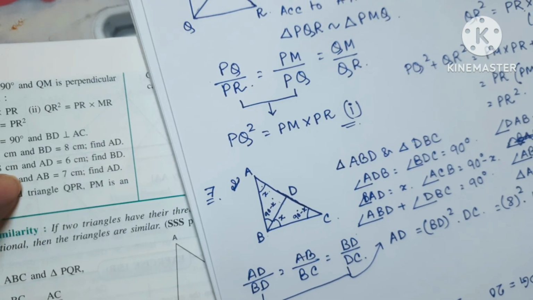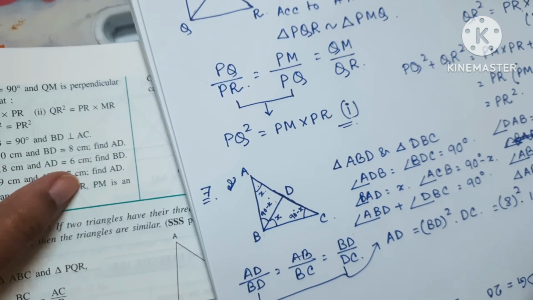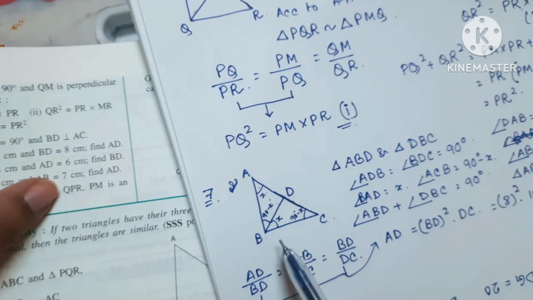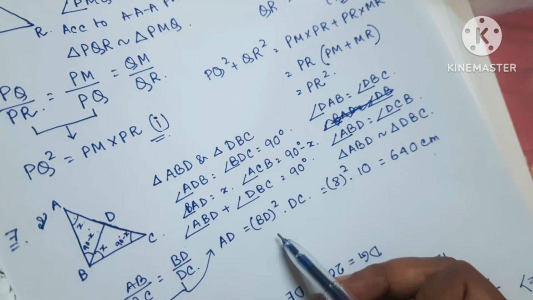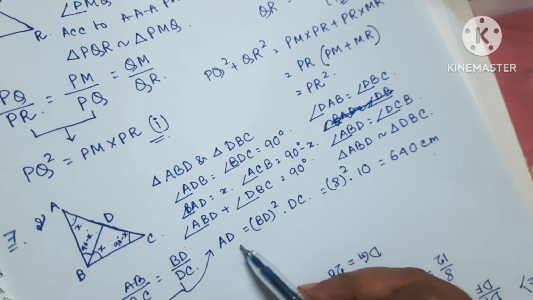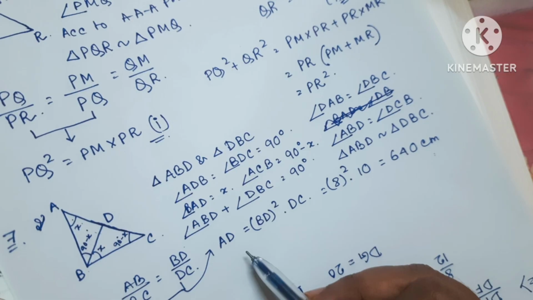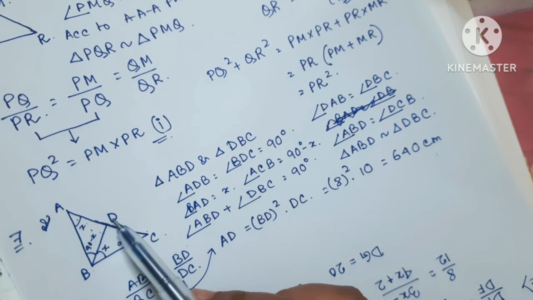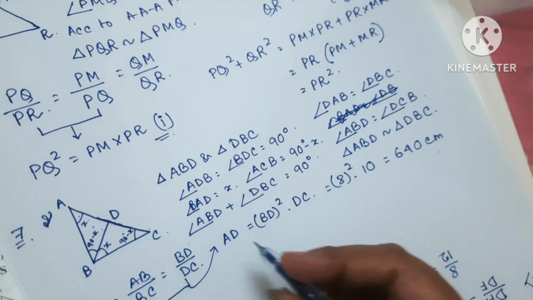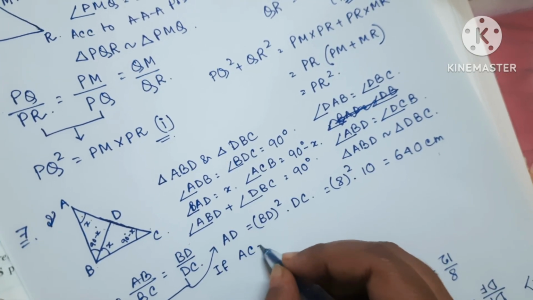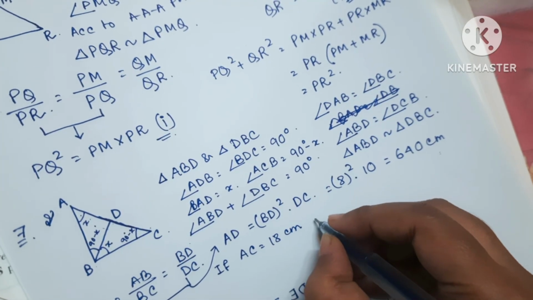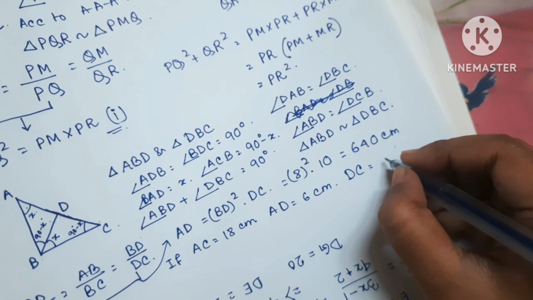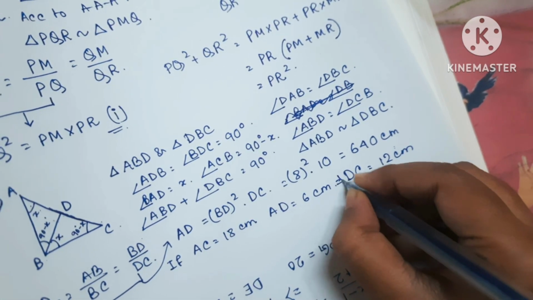If AC is 18 centimeter, AD is 6 centimeter. If AC is given and AD is given, you have to find BD. To find out BD, what do you need? AD and DC, right? And here AC and AD are given. So obviously you will be able to find out DC, right? So if AC is 18 centimeter, AD is 6 centimeter, then DC is 18 minus 6, that is 12 centimeter.